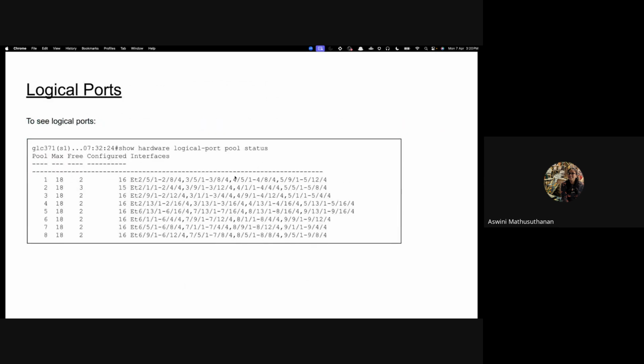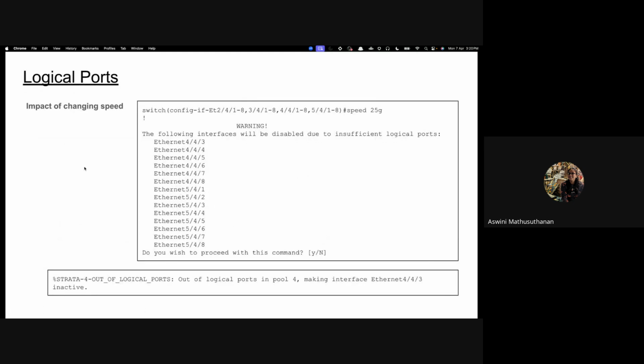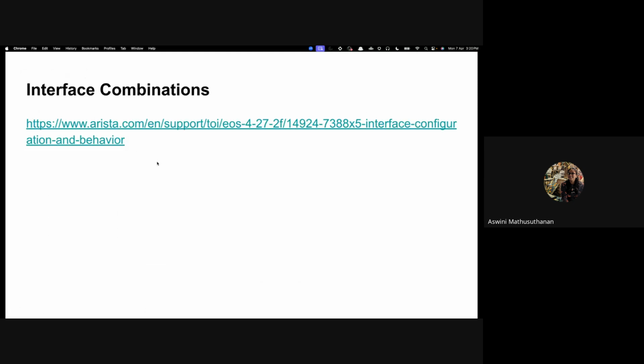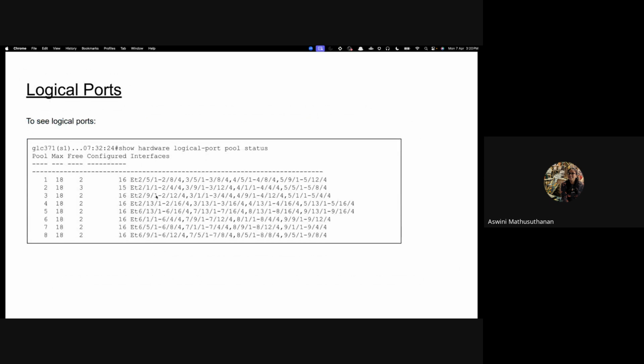Okay, so as I showed in lab, this is one of the commands which is very helpful. This is one of the commands which helps us in looking at the pool status: show hardware logical port pool. This is very useful. We can see how many are configured, and I also showed you what will happen if more interfaces are configured than the maximum allowed limit.